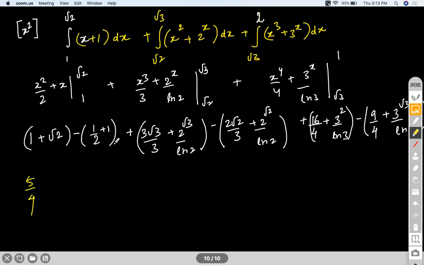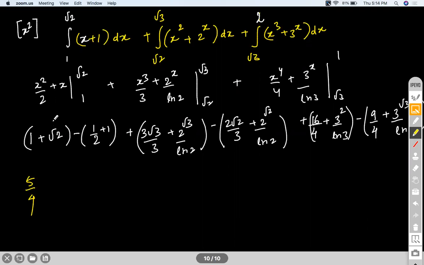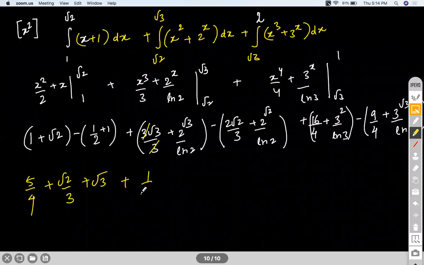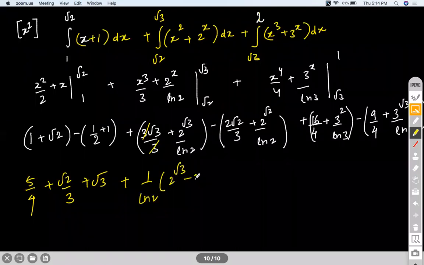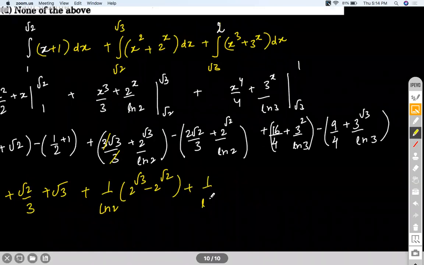Now let us focus on the irrational terms, what we get. Okay. Then I realized my mistake. I got it. It's B. You got your mistake? Yes. Okay. So √2 and -2/√2 will give you +√2/3. This should be there in your answer. Just check. This is going to be just √3. Now let's figure out log 2 terms. Log 2 terms would be 1/ln 2, 2^√3 minus 2^√2. Is this term there in the answer? Yes, it is there. And we now have to see the 1/ln 3 terms. That is going to be 3^√3.